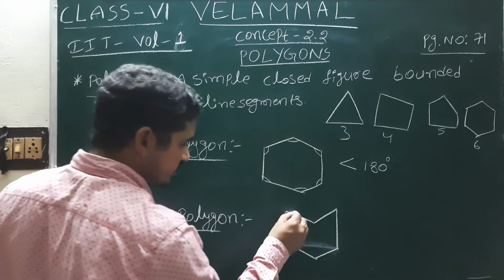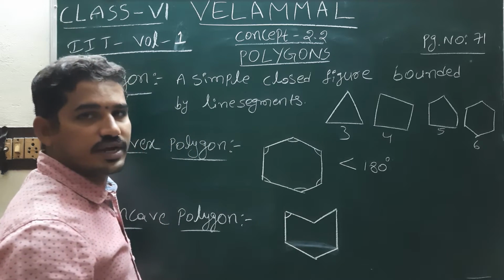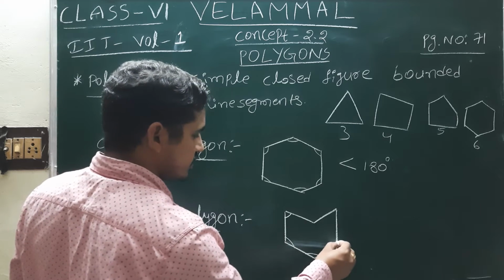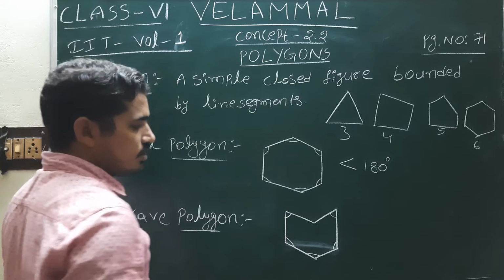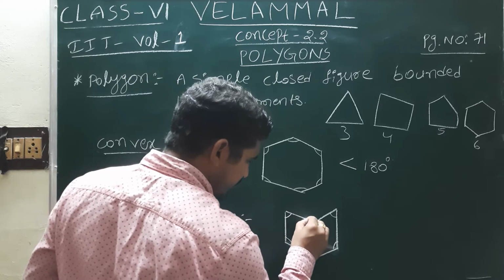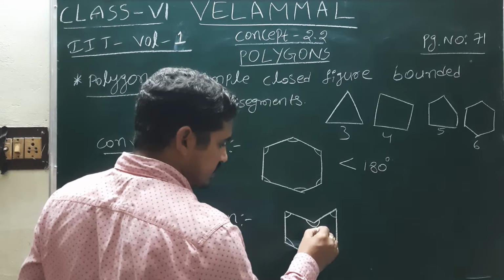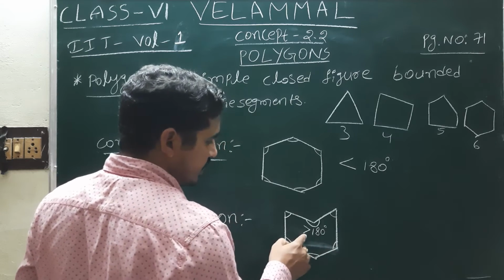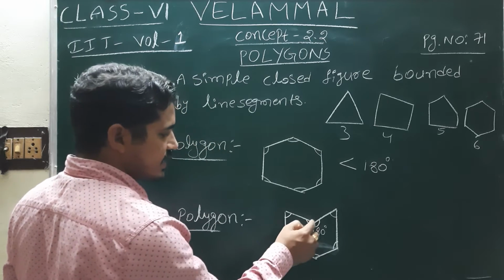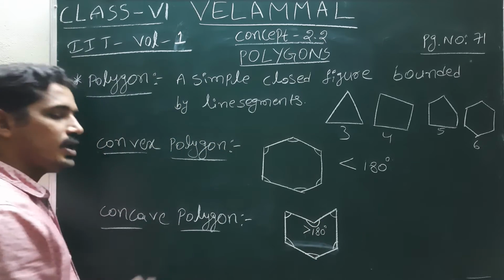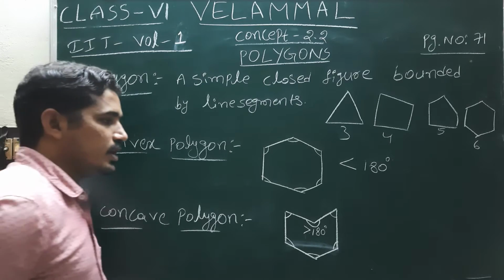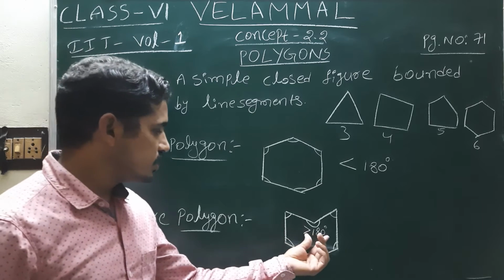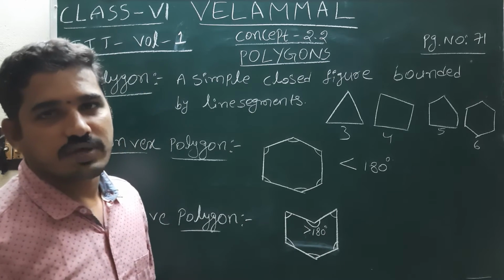If you observe, this angle we can say is less than 180 degrees. This angle also is less than 180, this also less than, this also less than. But coming to this particular point here, it will be greater than 180 degrees. These types of polygons are called concave polygons. So convex polygons and concave polygons, this is the example. One more example we can consider.